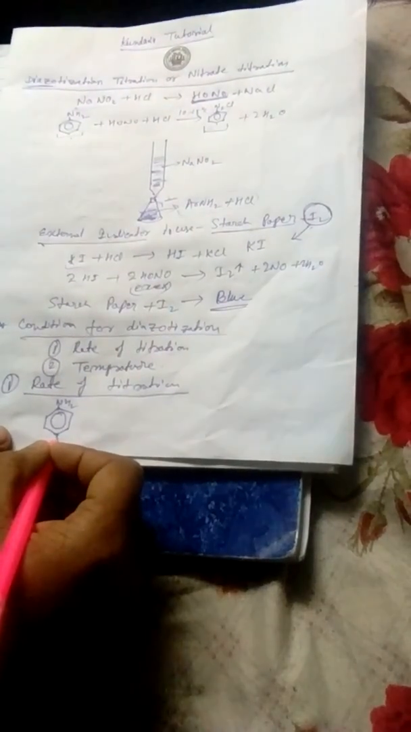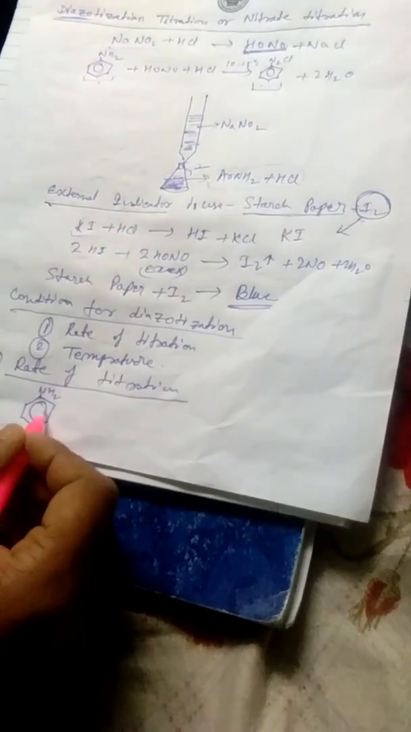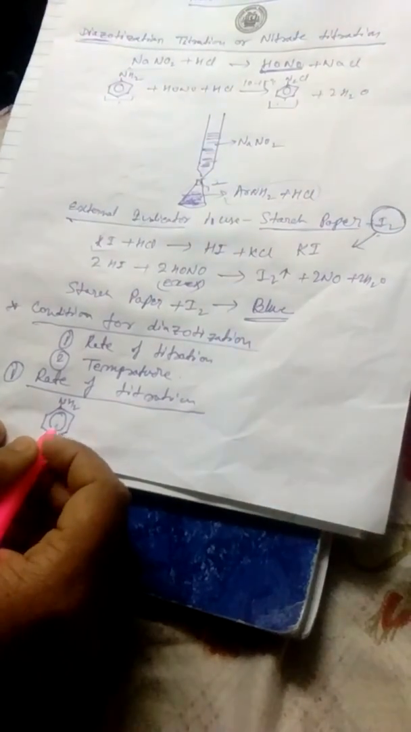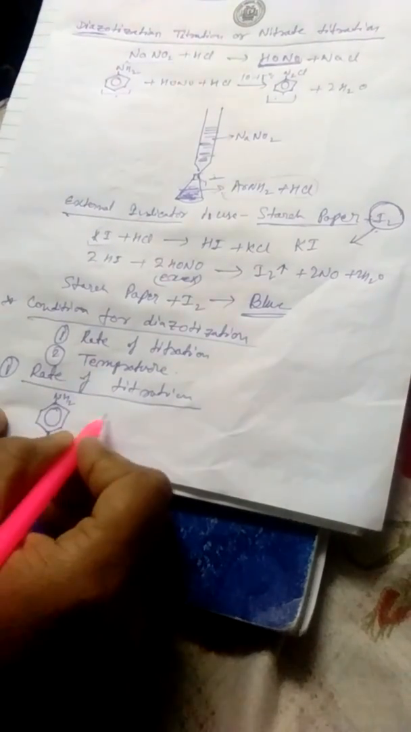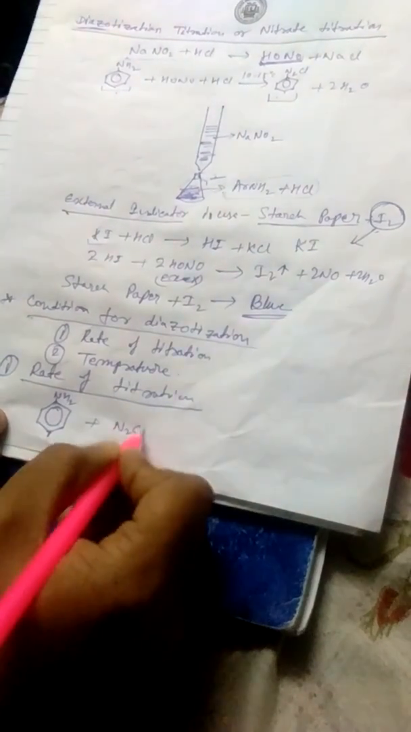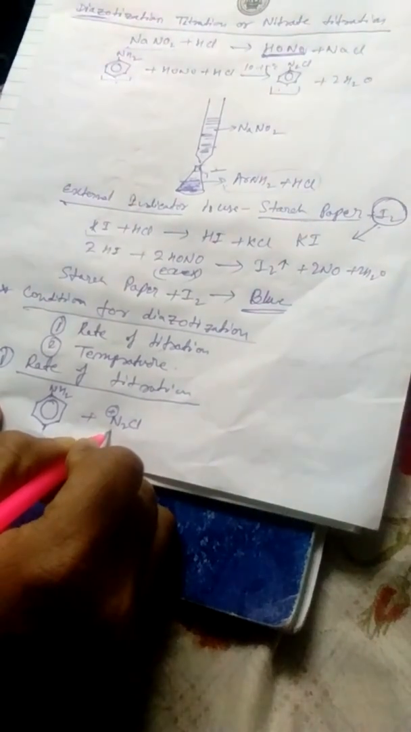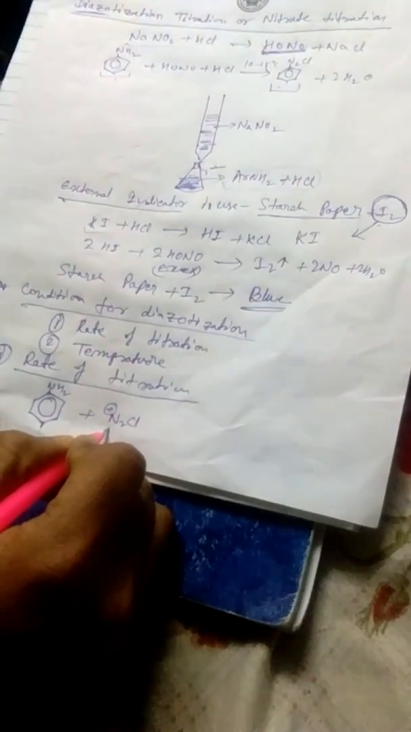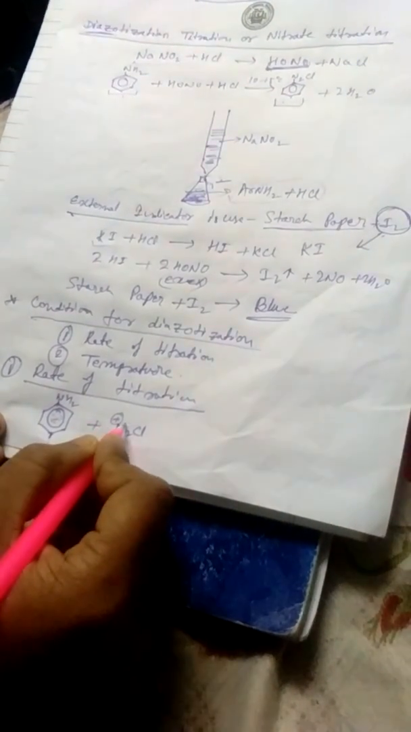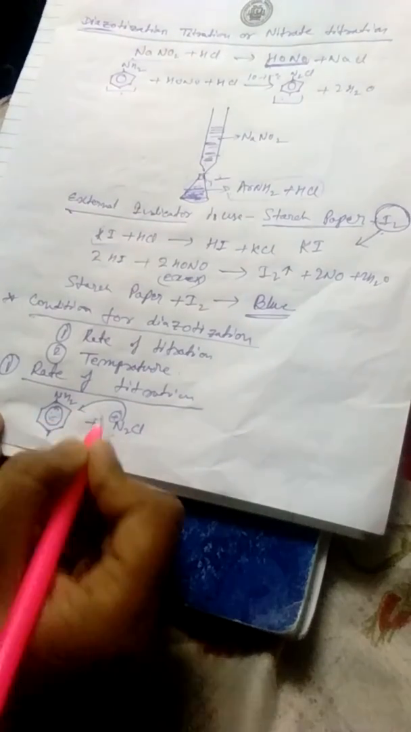And some reagents push electrons inside this ring, so ultimately the electron density of this ring will increase. If the electron density of this ring increases, then the rate of reaction will increase, because in this reaction, the NO+ is an electrophile, that means an electron-loving group. When electron density increases in this ring, the electron-loving group has more tendency to attack here.